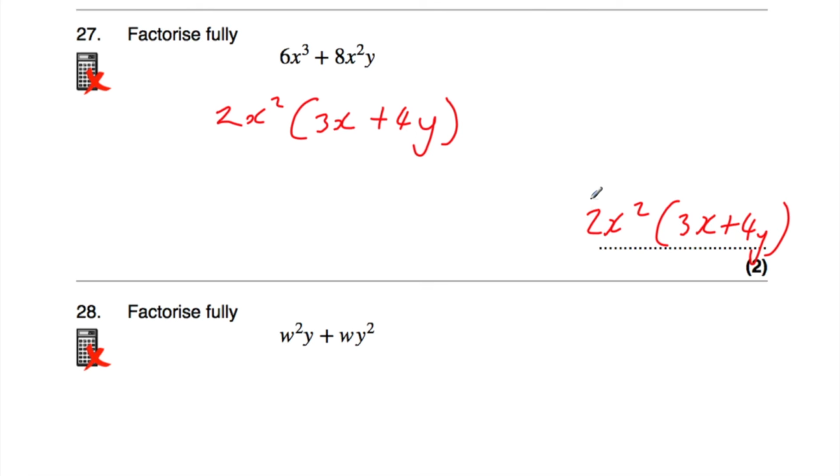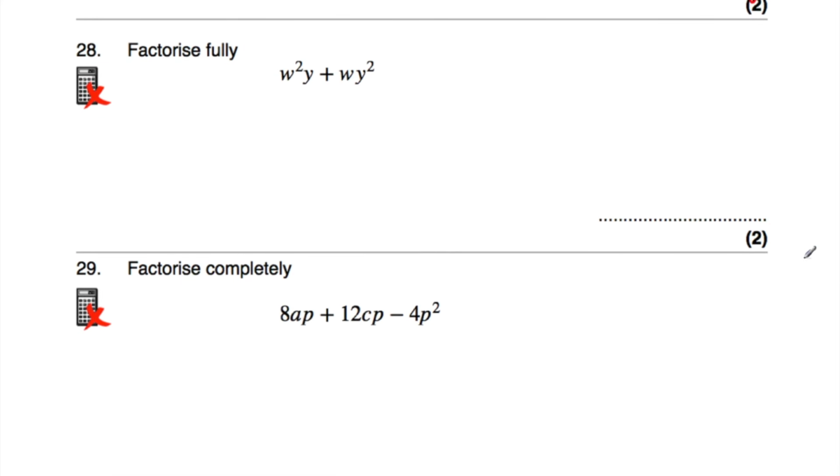And let's just check our answer. 2x squared times 3x, well 2 times 3 is 6, and x squared times x is x cubed, fantastic. And then 2x squared times 4y, 2 times 4 is 8, fantastic, and x squared times y, we'll just put them all together, so that'll be 8x squared y. Okay, let's have a look at our next question, question number 28.